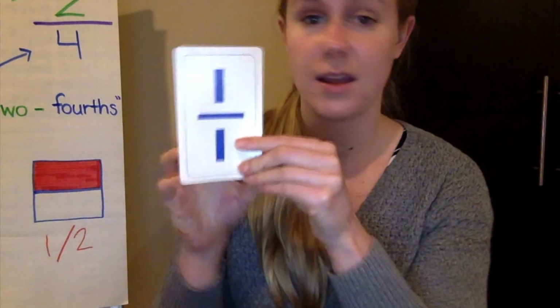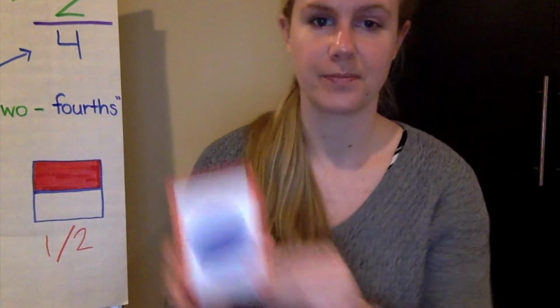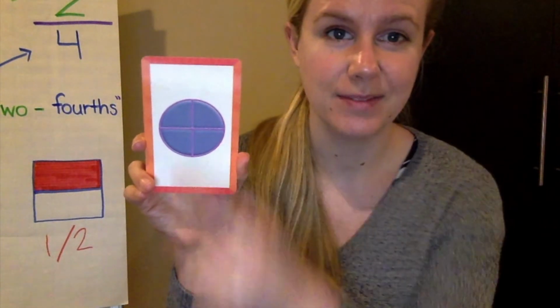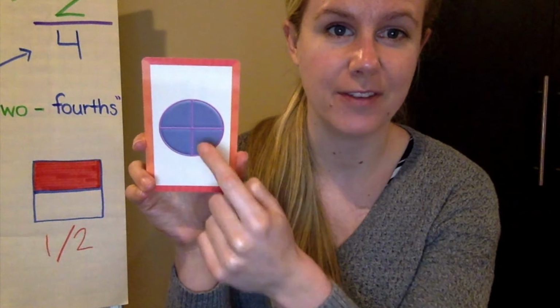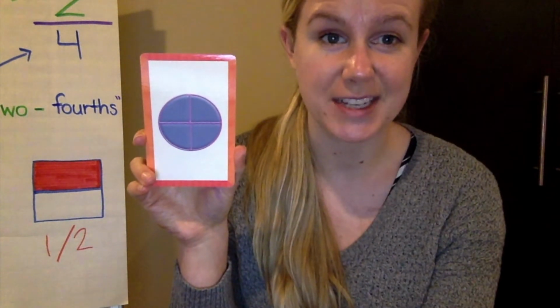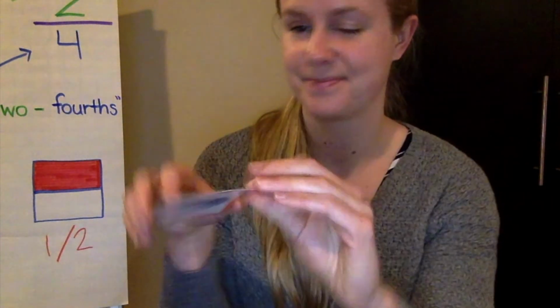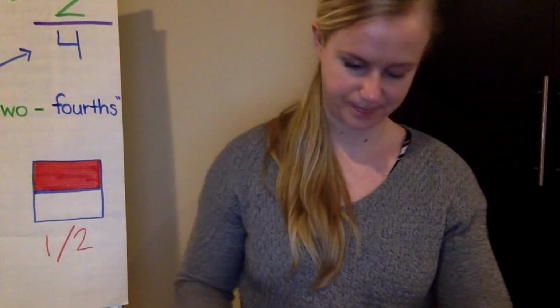How many parts are shaded in? 1. How many parts are there all together? 1. This is 1 whole. How many parts are shaded in? 1, 2, 3, 4. How many parts are there all together? 4. 4/4.